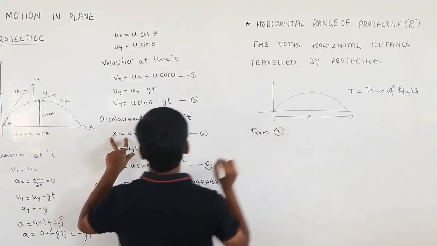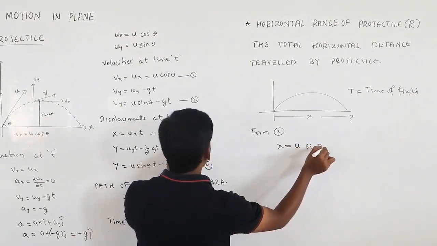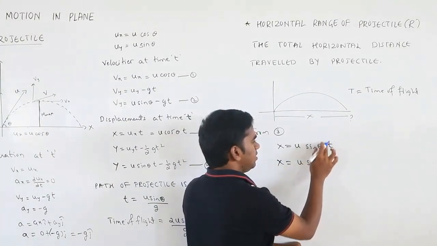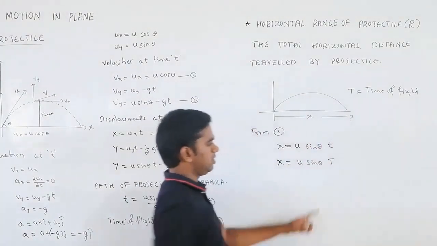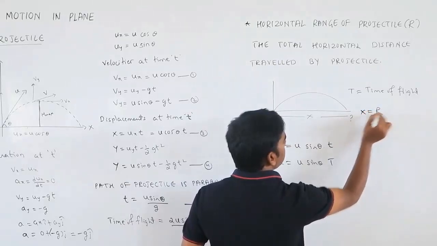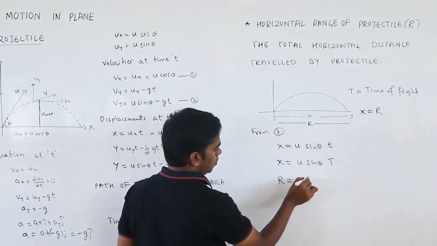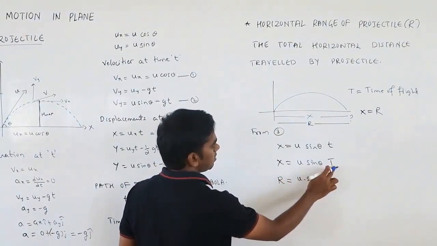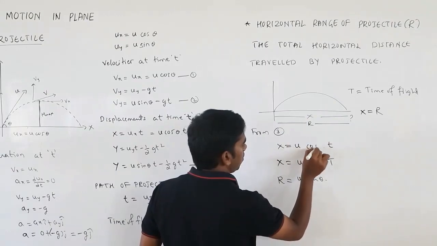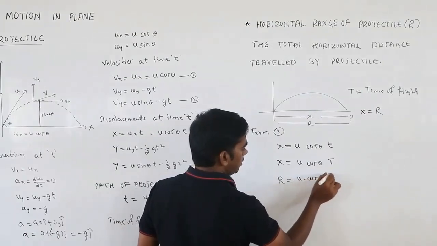From equation 3, can you write x equals u sin theta into t? This time is the total time of flight, so you have to write capital T over there. So x, that is the horizontal range, let me write it as R equals u sin theta into... it is not u sin theta, sorry, it is u cos theta. So u cos theta into what is T?